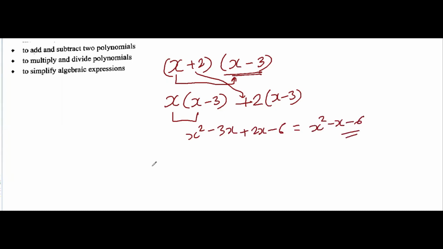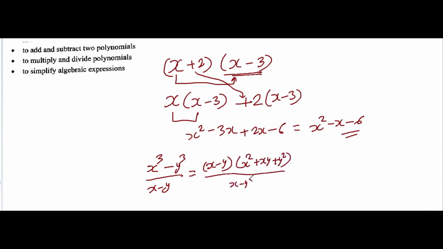Similarly, you can divide also. How to divide? Say you have x cube minus y cube divided by x minus y. So how are you going to divide this? I have the formula. x cube minus y cube is x minus y into x square plus xy plus y square, divided by x minus y. Then this is getting cancelled. I will get x square plus xy plus y square. In this case, I'm not getting a remainder. Okay, there could be a scenario where you will get a remainder also.